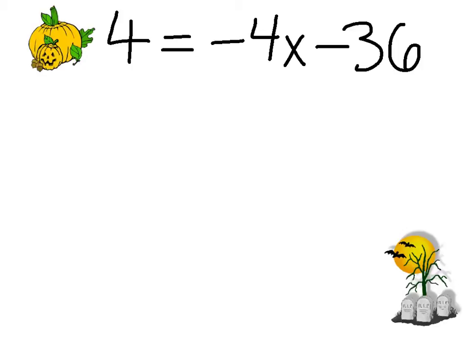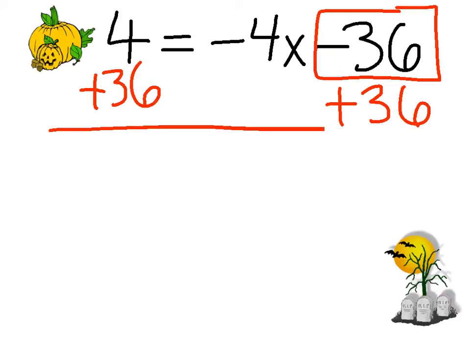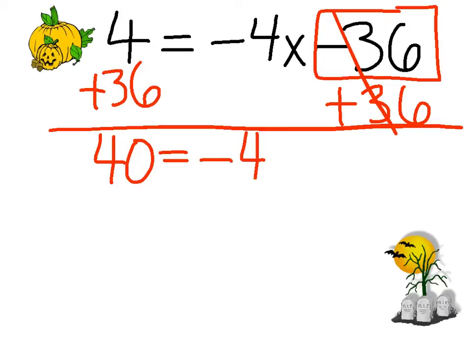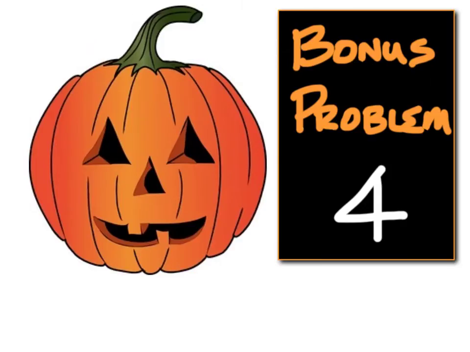Okay, practice problem number 4. Okay, back to the bonus, or practice. First thing we need to do is we have a minus 36 on this side. We add 36 to both sides, make that 0. After we do that, on the left side we have 40. On the right side we have minus 4x. We divide by our coefficient, which is negative 4. 40 divided by negative 4 is going to give us negative 10.